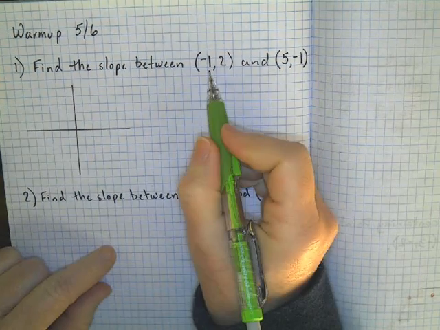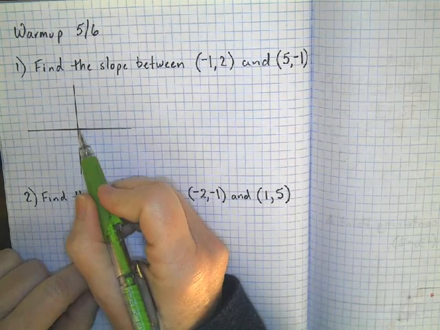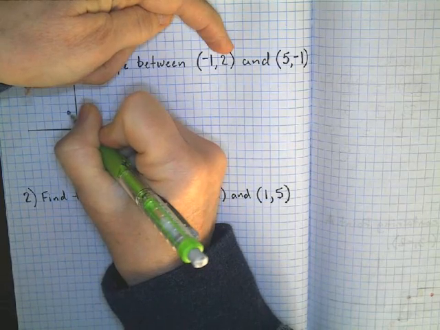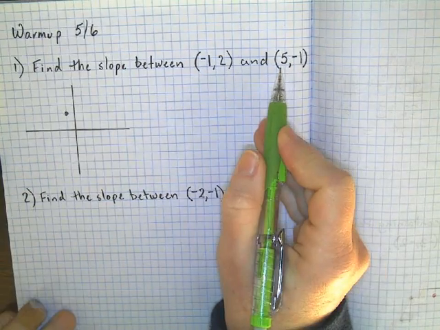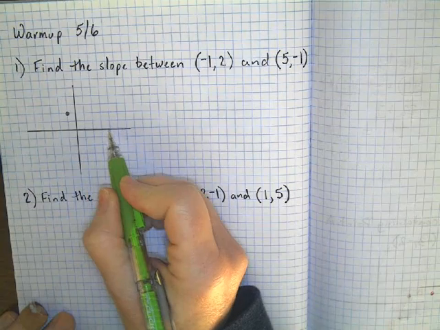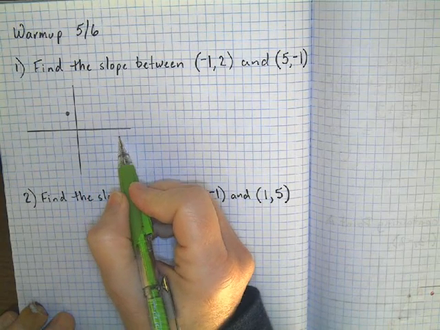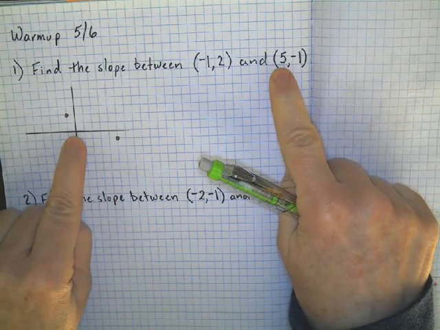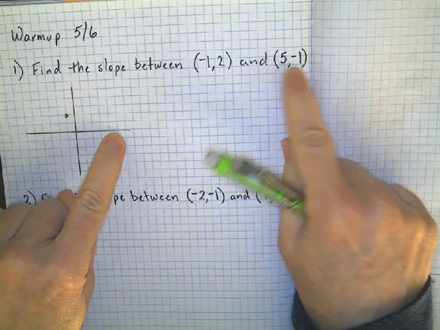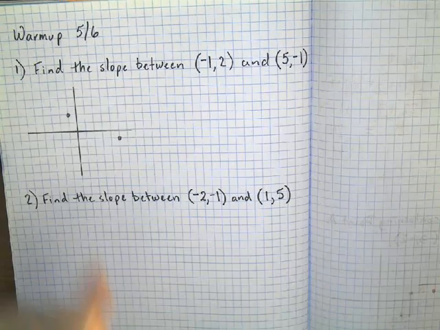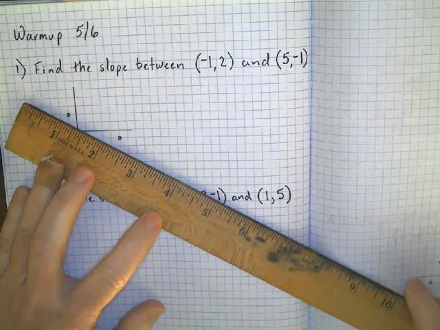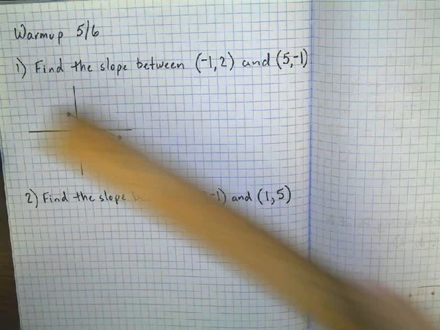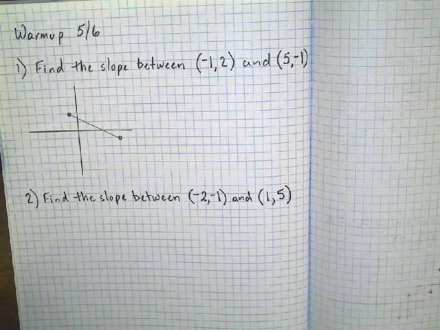So the first point, -1, so that's to the left, and +2, that's up. So there's my first point. My second point is 5, 1, 2, 3, 4, 5, and -1 is down 1. There it is. So now I can connect my 2 points to make my line. Here's my line. And I want to find my rise and my run.